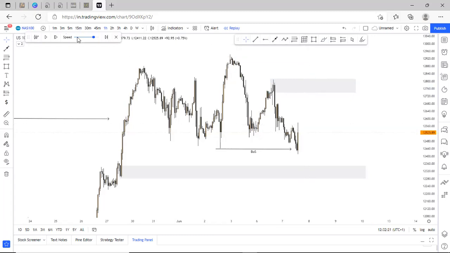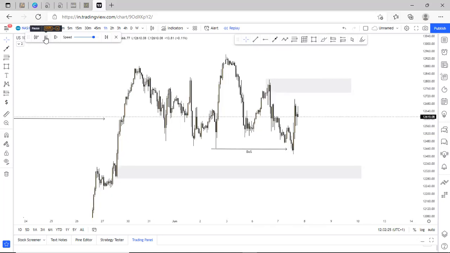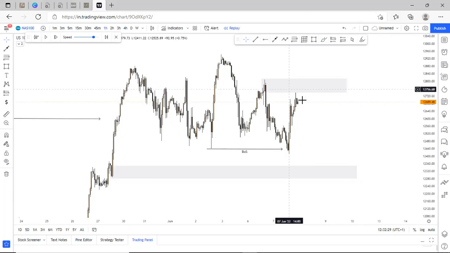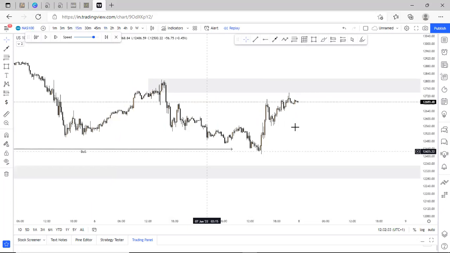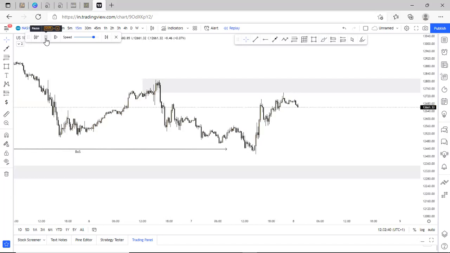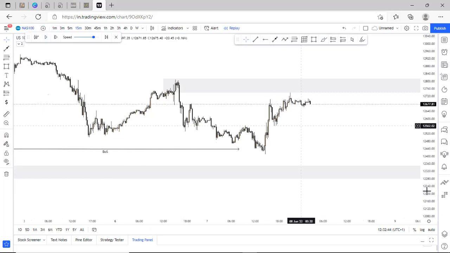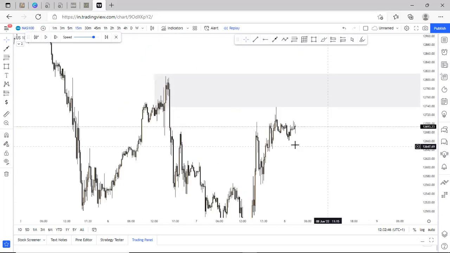So did price get to that zone? Yes, we finally got that tap in. So let me move down to the lower time frame now. So we got that tap in, and at this point in time, I was now waiting for confirmation.